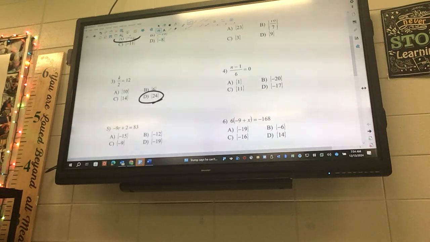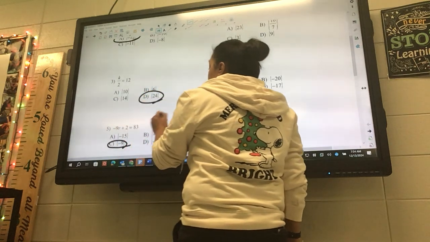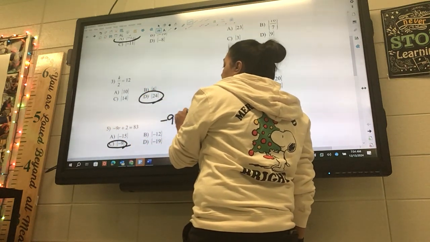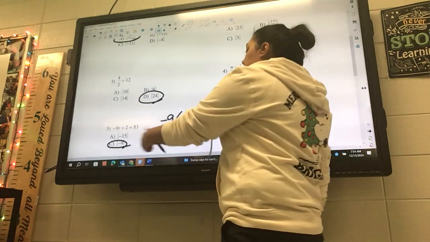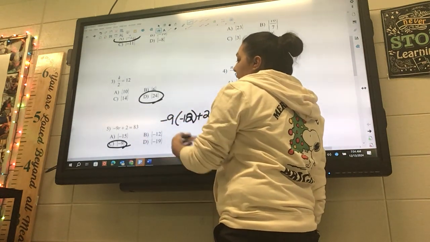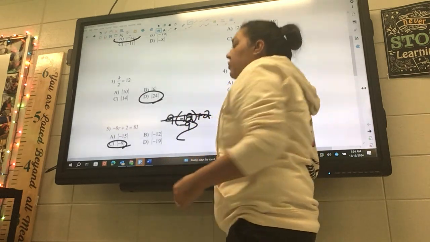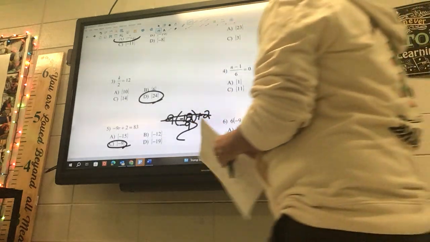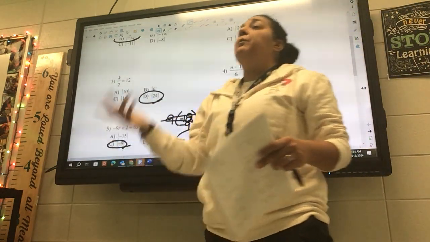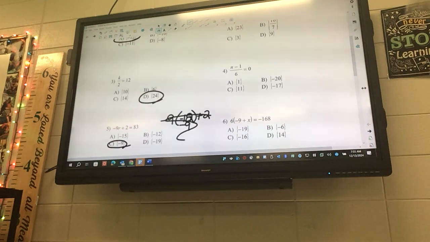Negative 9. Okay, the other way is you could go through the answers and go like this. Negative 9, parenthesis, negative 15, plus 2. They should all equal 83. Well, that one doesn't work, then try B and put negative 12 here. If that doesn't work, try negative 9. Put that there. You can use the answers to try to help you out. And if you don't like doing any of those ways, do the old-fashioned way. Subtract 2 from both sides, divide by 9. Okay? 7, what needs done first?